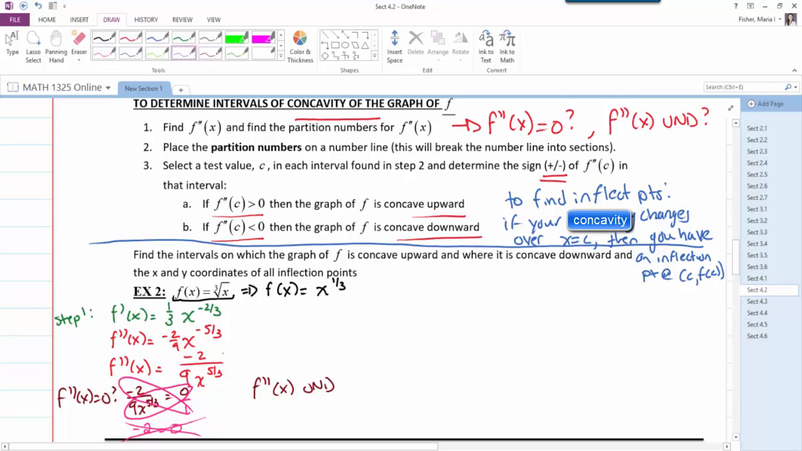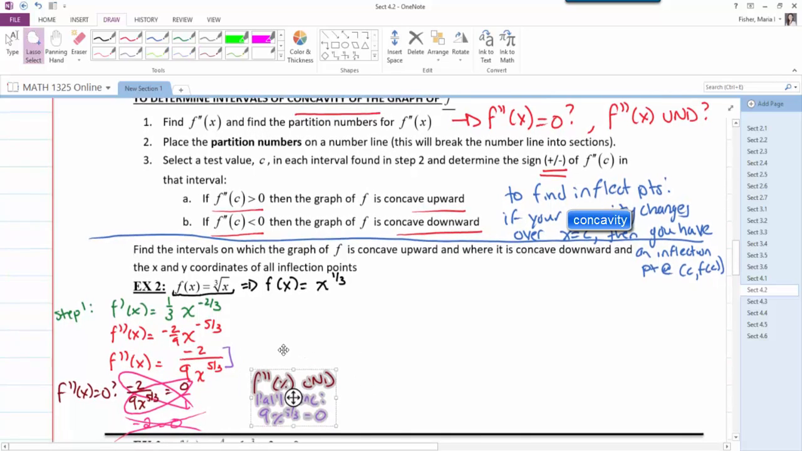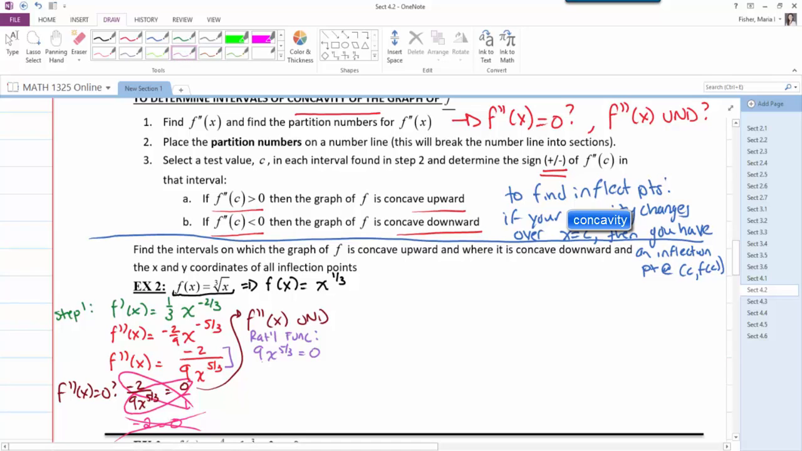Is there any place where that second derivative is undefined? Yes. How do I know that? Because this is a rational function. So I set that denominator, which is 9x to the 5/3, equal to 0, and I solve it for x. So first divide both sides by 9. And x to the 5/3 is equal to 0 because 0 divided by 9 is 0. And then you have to raise both sides to the reciprocal power. So I raise both sides to the 3/5. And I end up with x is equal to, well, 0 to the 3/5 is 0.